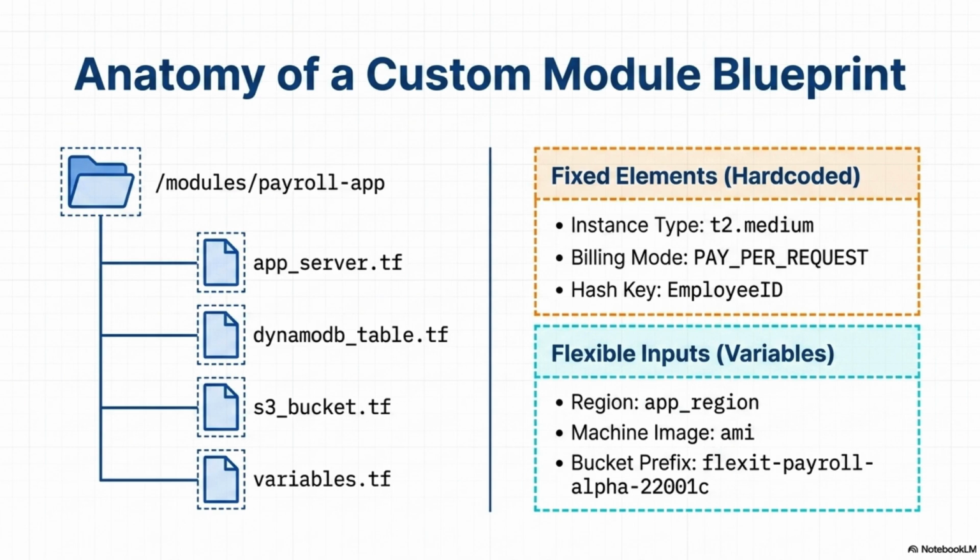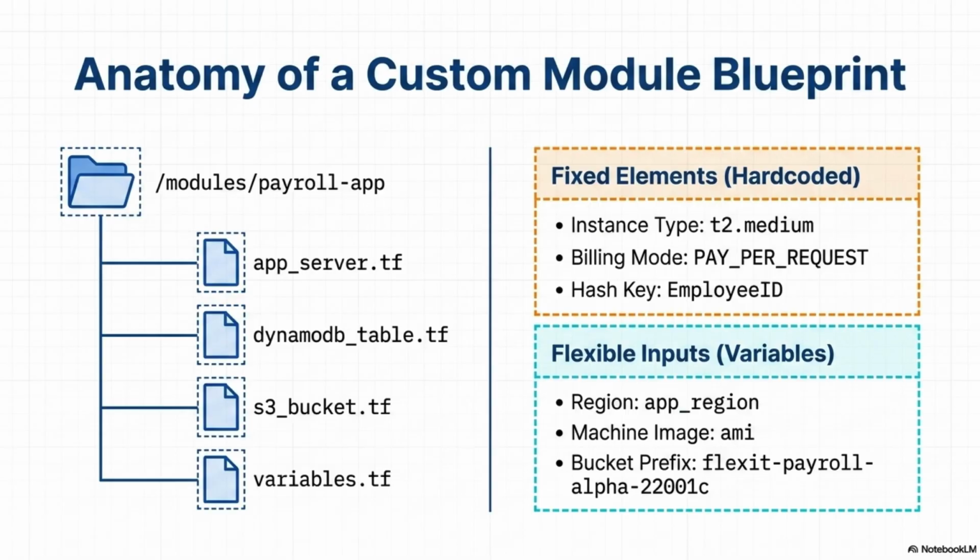The EC2 instance type is always t2.medium. The DynamoDB billing mode is always pay_per_request. The hash key is always employee ID. But other things are flexible inputs, variables passed in at deployment time. The AWS region, the machine image ID, and the S3 bucket prefix all vary by country. Fixed elements ensure compliance. Variable inputs allow flexibility. That's the entire design philosophy of a well-built module.